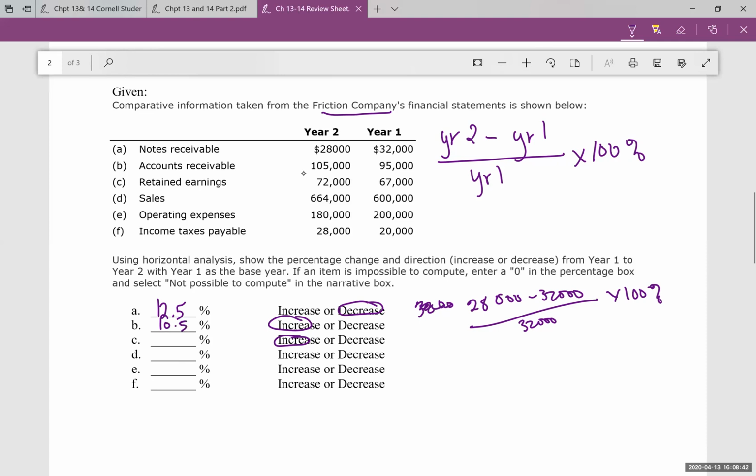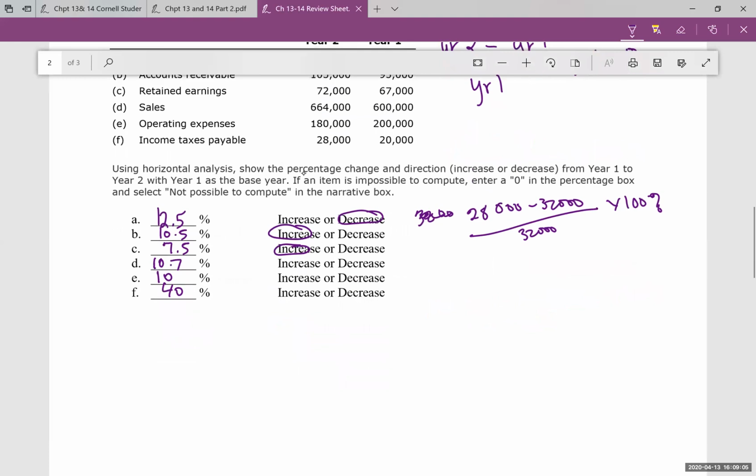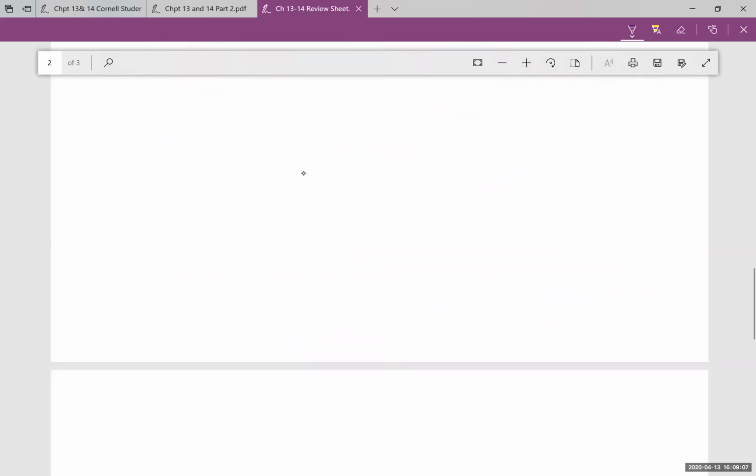So on and so forth. 7.5% for letter C. 10.7% for letter D. 10% for letter E. And F is 40%. So run those through your calculator, make sure you're doing your calculations correct. There is this horizontal analysis problem.